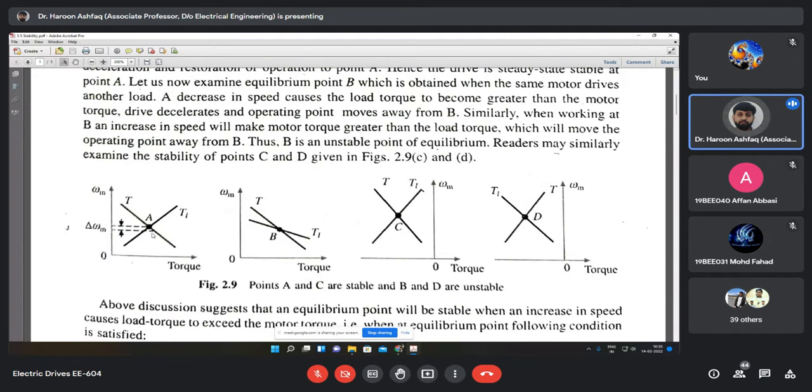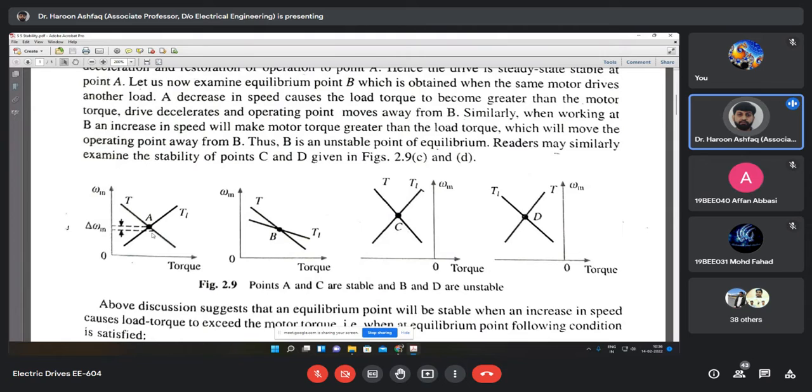say A, because obviously at this point A will have the same coordinates for TL and T, or you can say the point A lies on both the characteristics. A is present on TL and A is also present on T. In other words, you can say the point of intersection of T and TL is A. Okay, so this becomes the point of operation at which the load characteristics meet the motor characteristics. This is known as the point of operation.